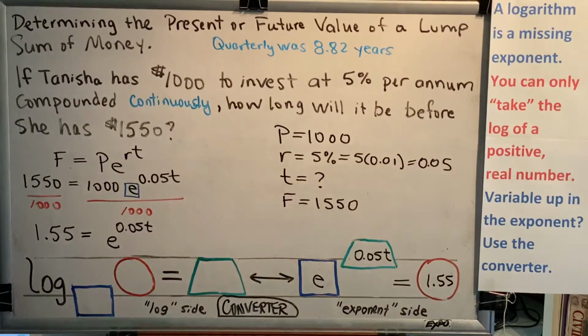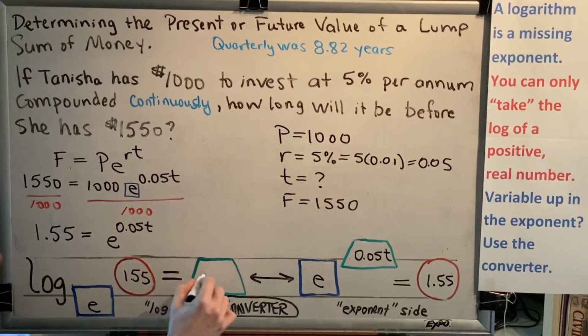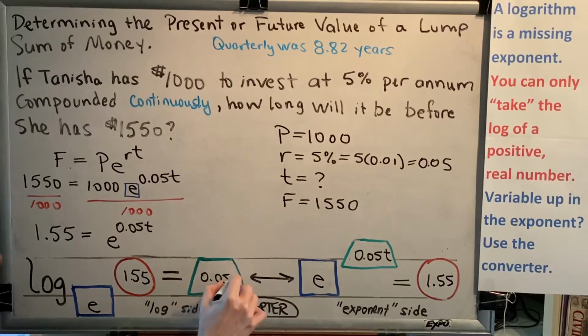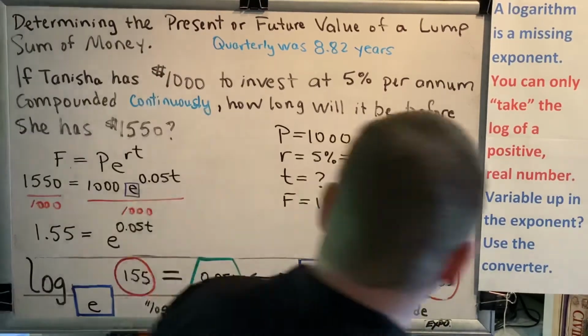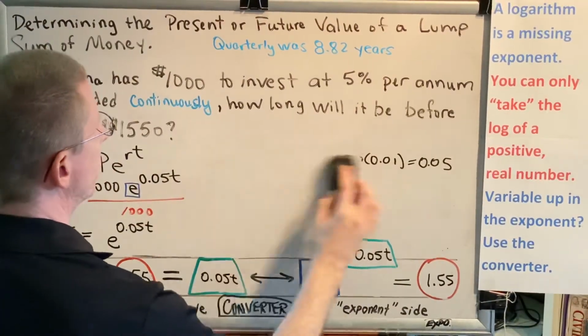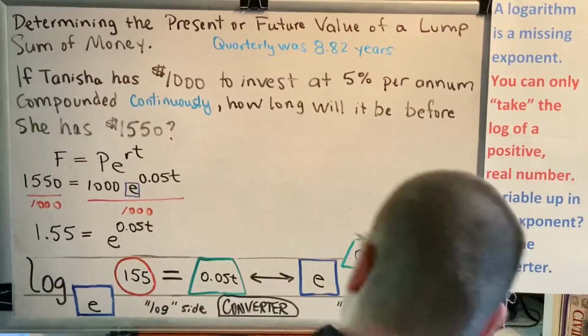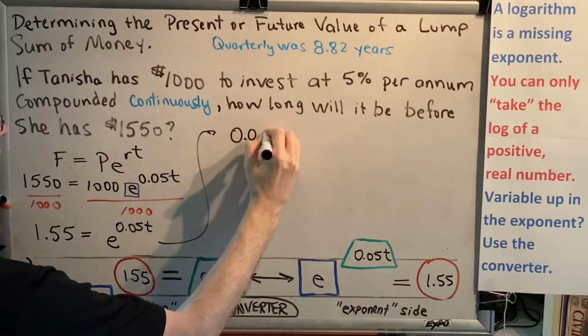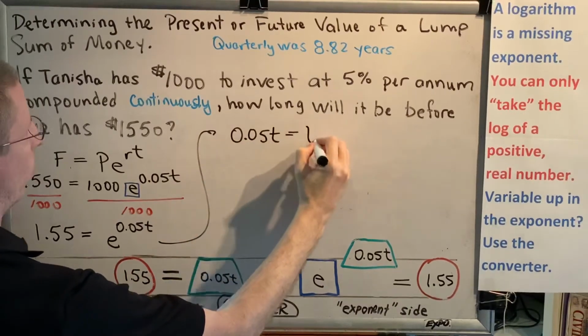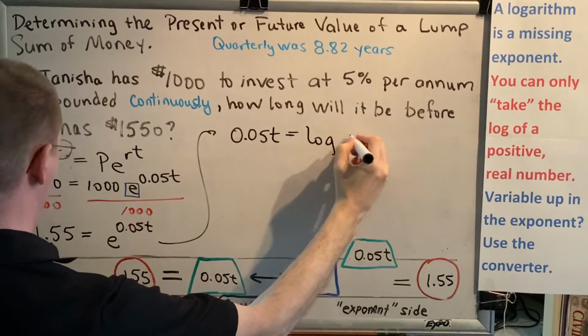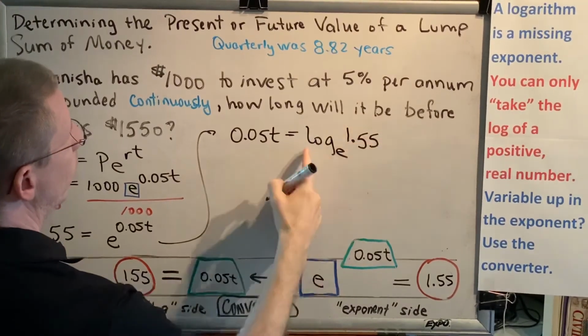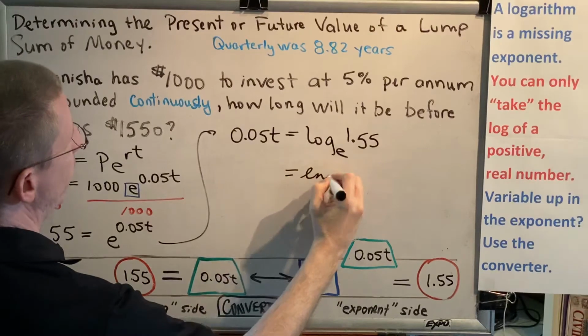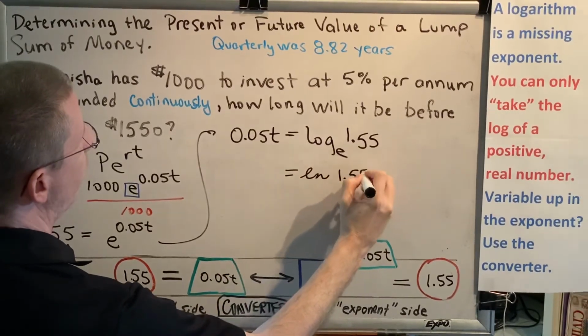All right, now matching up the colors and shapes, on the other side we would get log base e of 1.55 equals 0.05t. We've now rewritten our exponential statement in logarithmic form, and this helps us to solve for the value of the variable. All right, so here's what we now know. We now know that 0.05t is equal to log base e of 1.55. Now log base e is a natural log, so I could rewrite this as the natural log of 1.55.